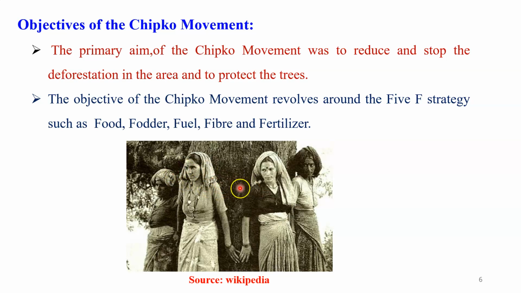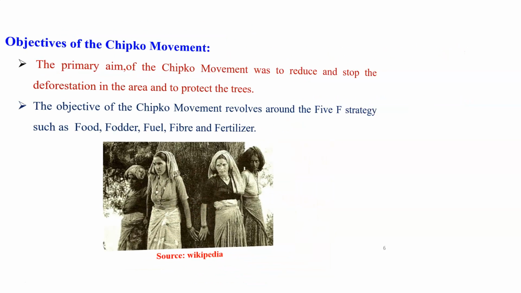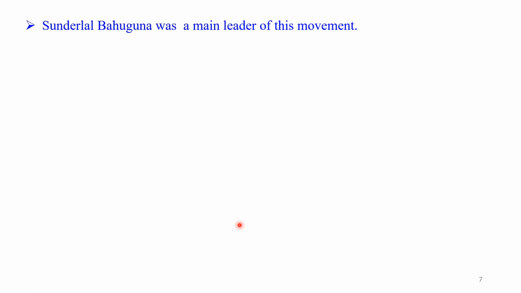In this movement, the women tried to protect the trees from deforestation. This is a very important symbolic feature related to the Chipko movement. It was published on Wikipedia, so I have taken it from that source. So this is very important information about the Chipko movement. Dear student, you know that a large number of people participated in that movement.